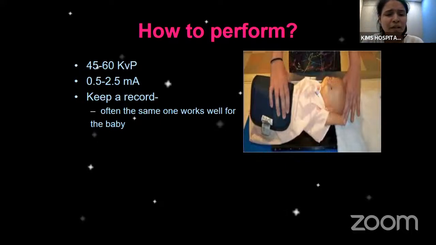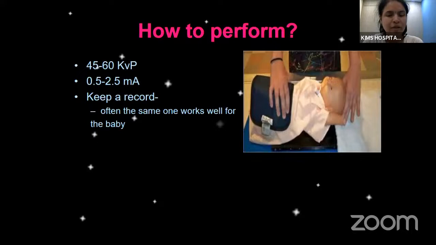So coming to the ideal exposure for performing the X-ray, the ideal exposure or voltage, kilovolts and milliamps that are to be used by the technician who is performing the X-ray is mentioned here, 45 to 60 kVp and 0.5 to 2.5 milliamps. So this is the exposure that is usually used for getting an optimally exposed film or a well penetrated film, although this may vary from baby to baby.